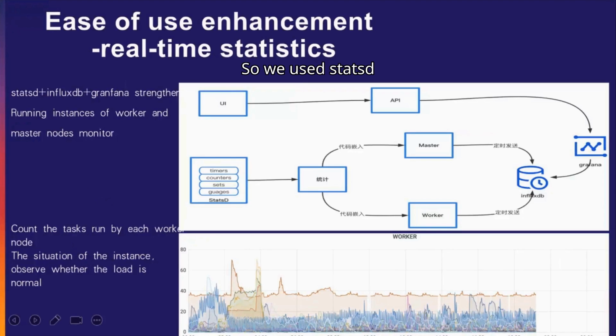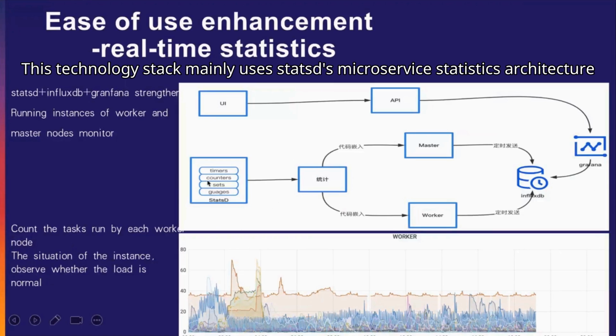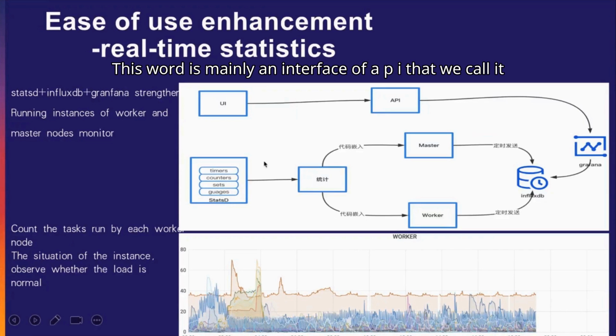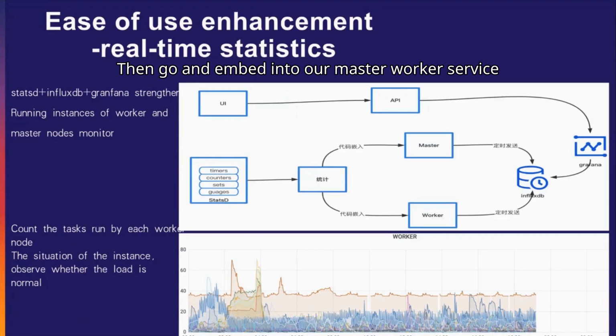So we use Stats plus Influx and Grafana to do an overall strengthening transformation. This technology stack mainly uses Stats' microservice statistics architecture. It is an open source component. Then mainly using timing and containers, and its collection is a city. The price is mainly an API interface that we call, and then embed into our master worker service.